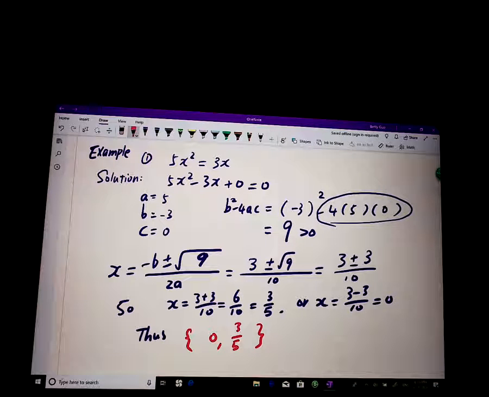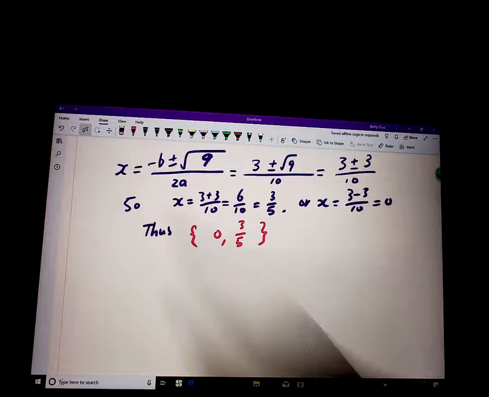Yes, I know if you apply other methods, like a factoring method, you would have the same thing, right? Yeah, that's true. But as I said, we are practicing the quadratic formula. All right, number 2.